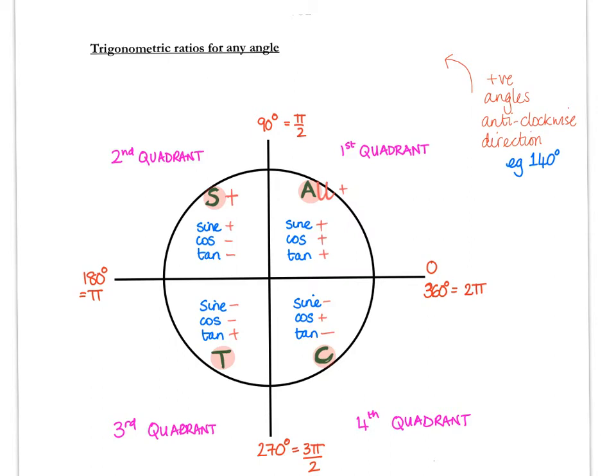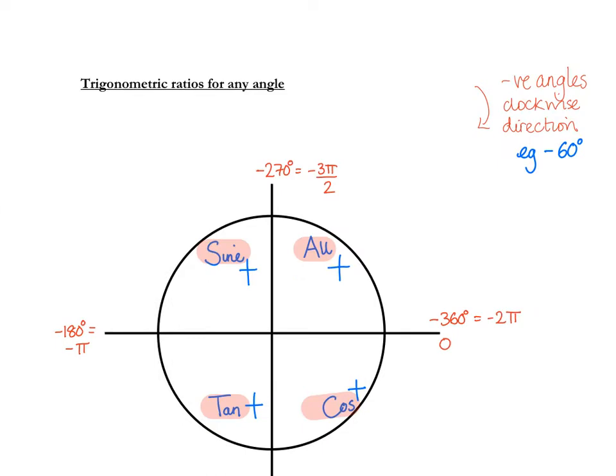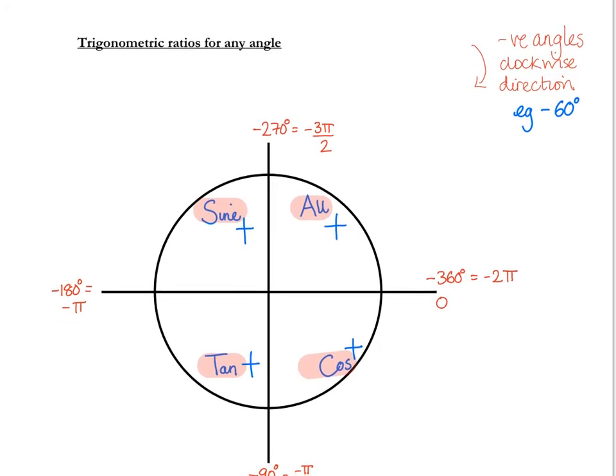So going to the next page again, this is the diagram that we have again for the quadrant system. And what I'm emphasising here is we've got negative angles, and negative angles go in a clockwise direction. So for example, negative 60 degrees would look something like this. It would be 60 degrees going in that direction, so that would be negative 60 degrees. And that's all we're interested in in our quadrant system.